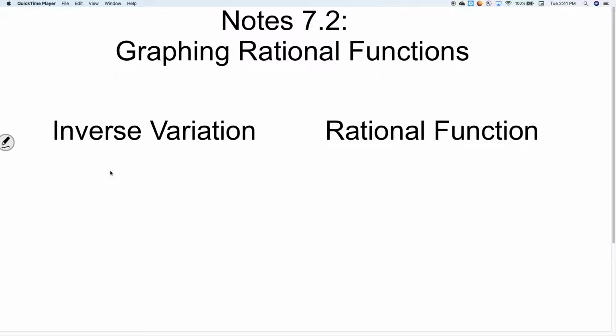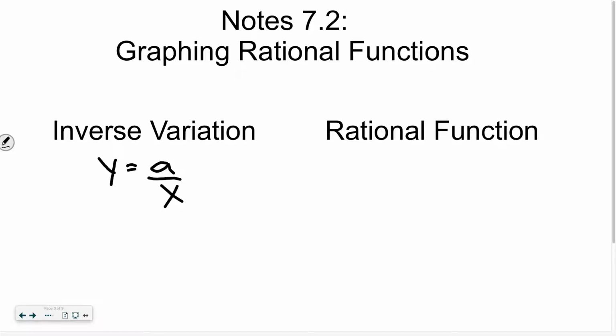So inverse variation, we said the equation is y equals a over x. Okay. And I'm going to switch it over to rational function, which is really what chapter 7 is all about. All the things we can do with rational functions. You know, last chapter was all the things we could do with exponential and log functions.